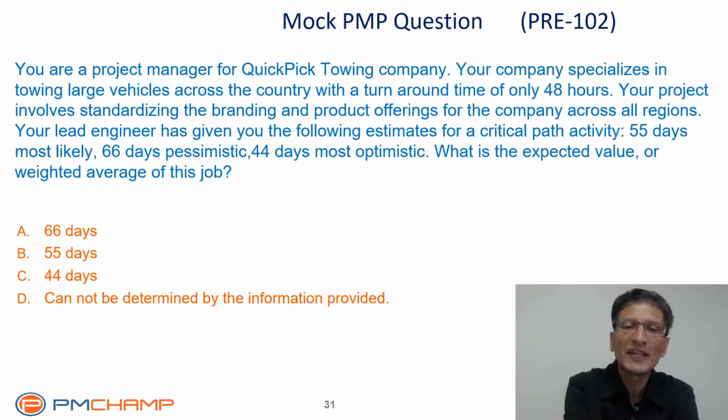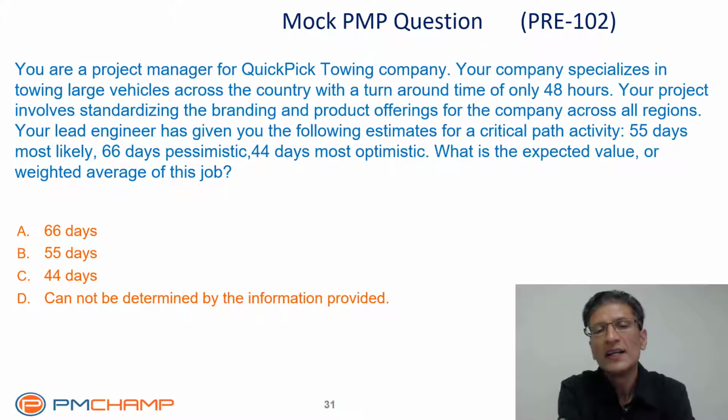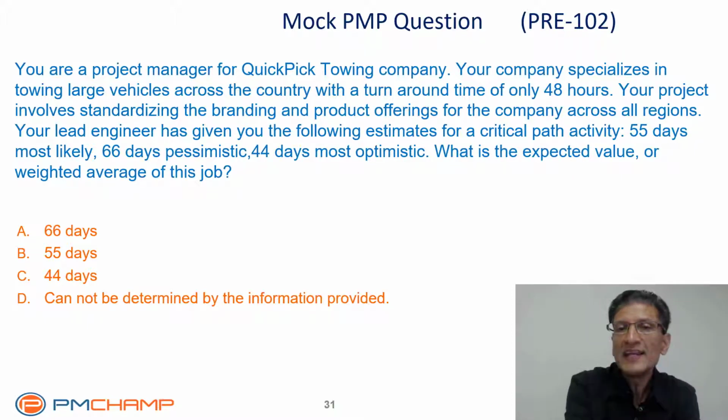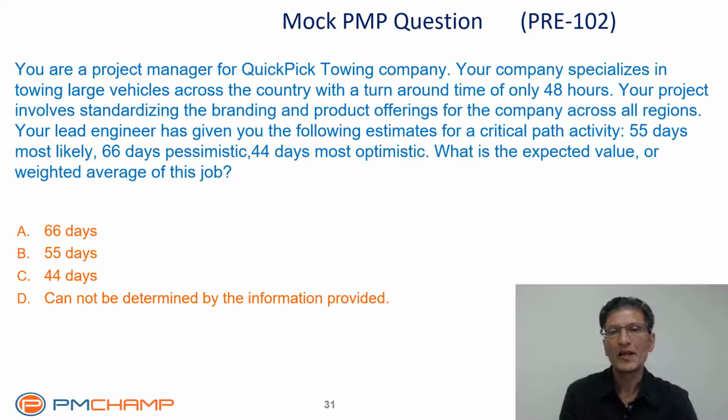The fact that you are working in a trucking company and move around trucks is wasting your time. The most important thing here is that you have a critical path activity with most likely, pessimistic and most optimistic estimates. Then the question is asking you, what is the expected value or weighted average? Have you heard these terms? What is weighted average? What is expected value? If you haven't heard of these terms, then you won't be able to answer this question. You will just have to make a wild guess, because this is a formula based question.